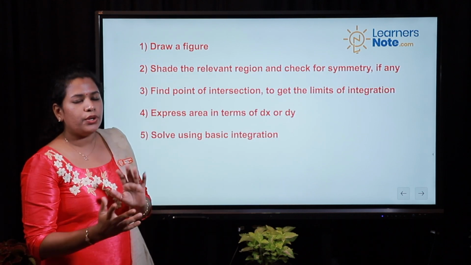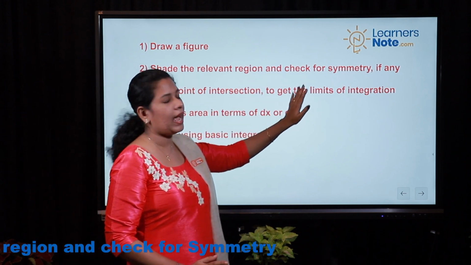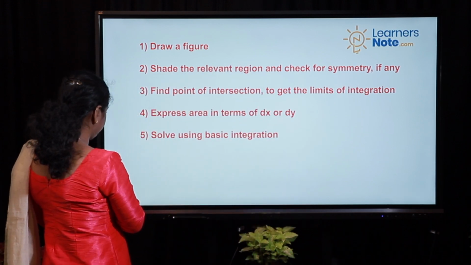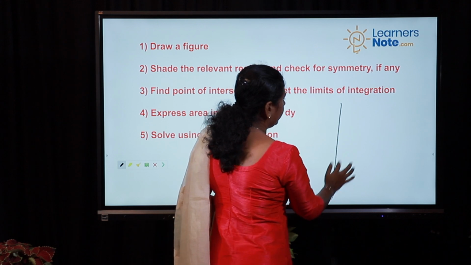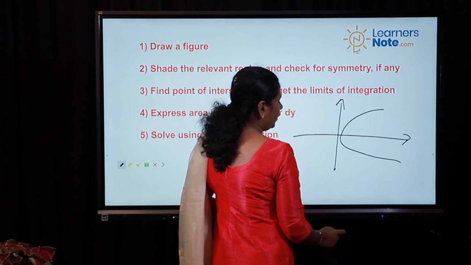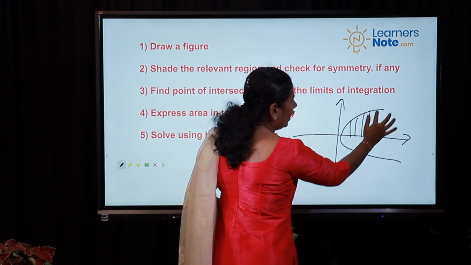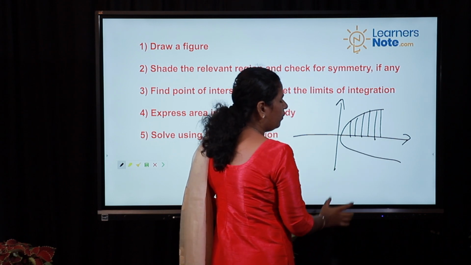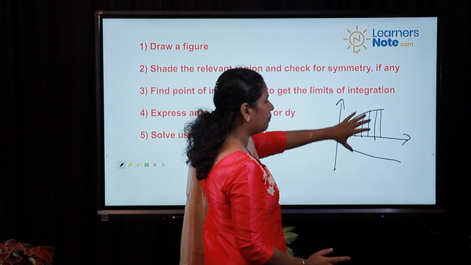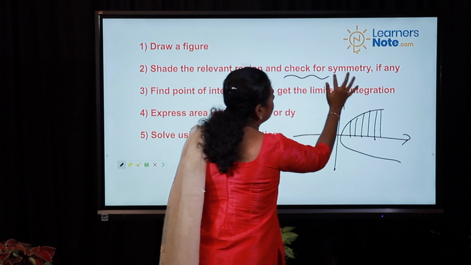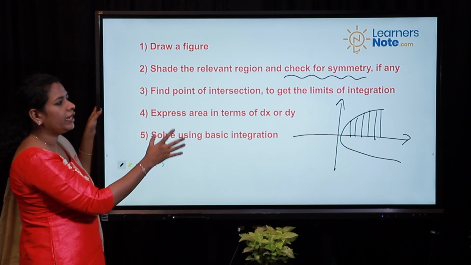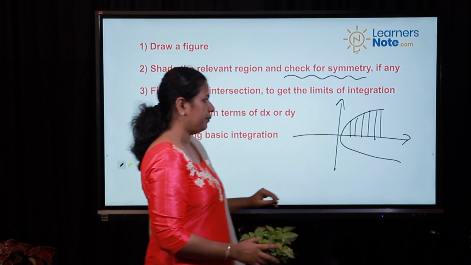Then the second thing you have to follow is, you have to shade the relevant region and check for symmetry. Check for symmetry means, if I have a symmetry like this, this is our x-axis, this is our y-axis. If we have a symmetry like this, we can calculate the area under this curve with respect to the x-axis. So this is symmetrical about the x-axis. So we can save our time by taking the symmetry. That's why we have to check for symmetry, if any. So it will save our time. So first one is draw the figure, and second one is shade the required portion.